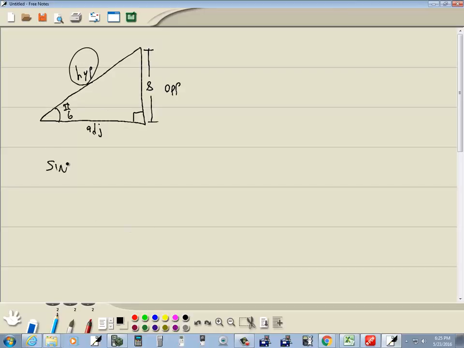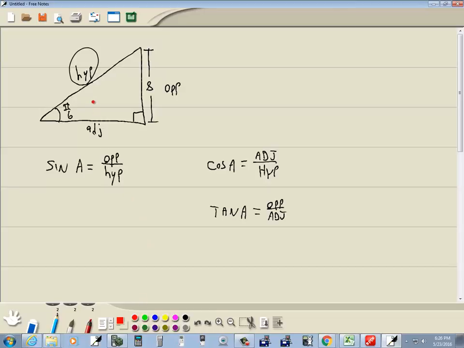Well, if we look at our formula, sine of our angle, let's just say A, is equal to opposite over hypotenuse. Now the reason why I chose this formula, there's another one, there's cosine. Cosine is equal to adjacent over hypotenuse. We also had tangent. Tangent is equal to opposite over adjacent.